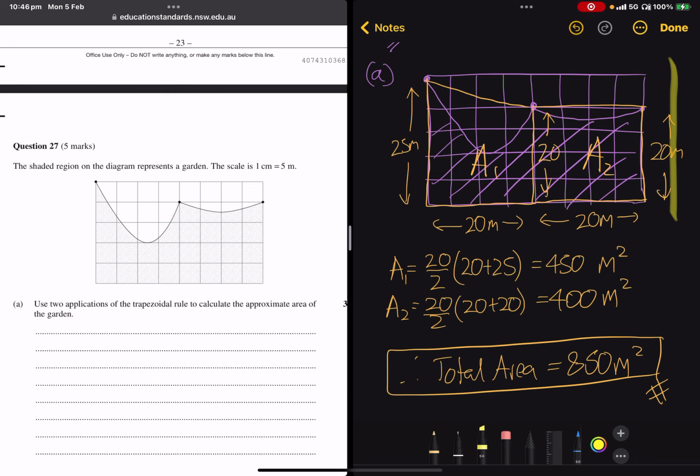You will get a second mark if you have the right answer, but you've incorrectly scaled the answer. So if you answer in terms of centimeters instead of meters squared, or you incorrectly scale the sides, then you'll get a second mark, but you won't get the third mark. The third mark is for the answer 850, accompanied with working demonstrating that answer. So this is how we do this question, question 27a.